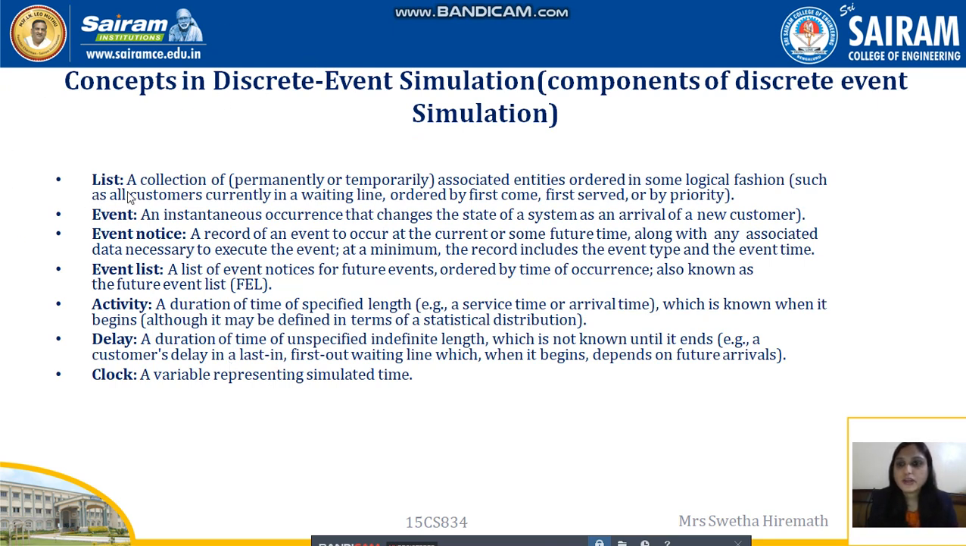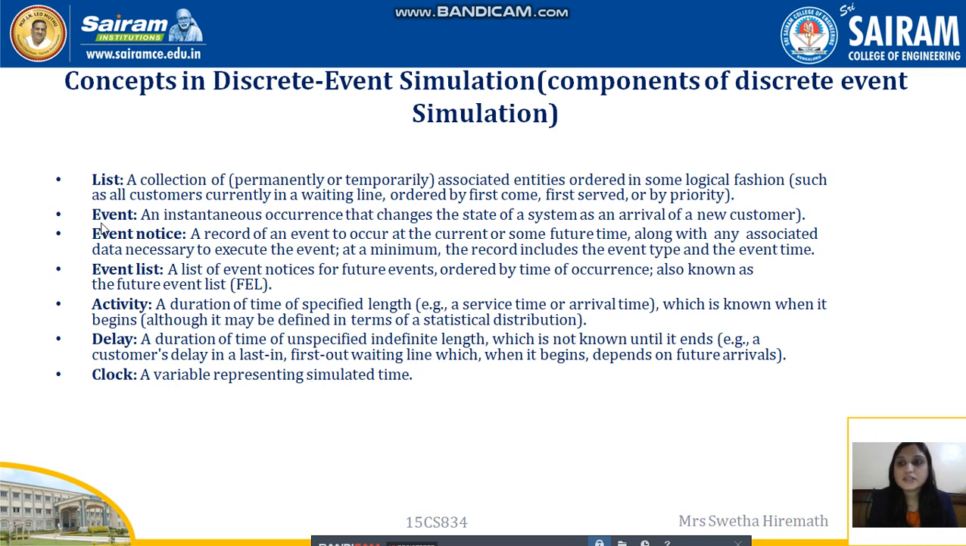So next component is list, a collection of permanently or temporarily associated entities ordered in some logical fashion, such as all customers currently in a waiting line ordered by first come first served basis, or by some priority. So a list consists of a collection of associated entities ordered in some logical fashion. For example, all the customers who require the service will be waiting in a queue.